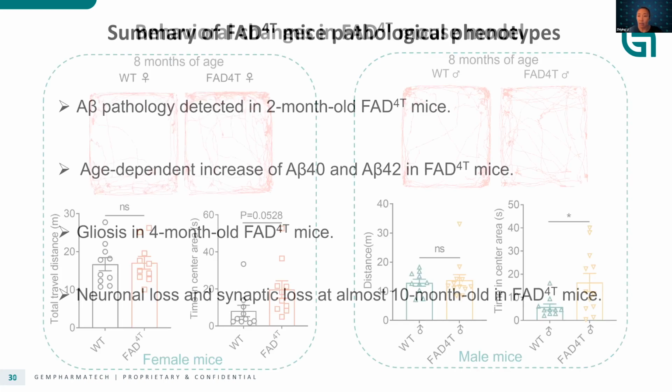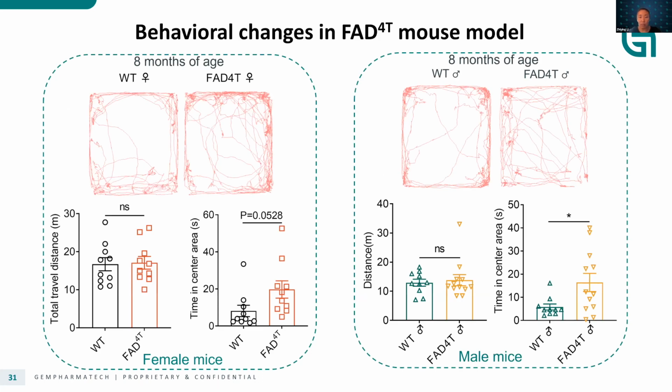In parallel, or in addition to the morphological changes, we have also done some behavioral analysis to see whether these animals are showing some cognitive defects. The first one we did is open field analysis. Shown to you are 8-month-old animals, females on the left, males on the right. What we quantified is comparing wild type and FAD14 mice when they are running around in the open field.